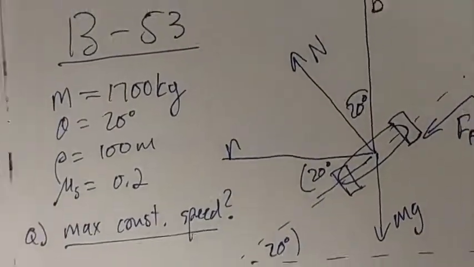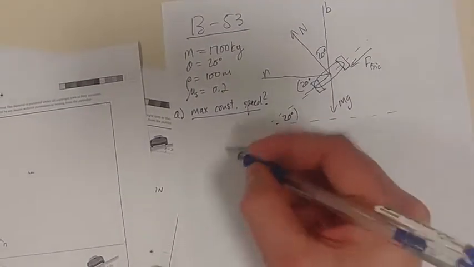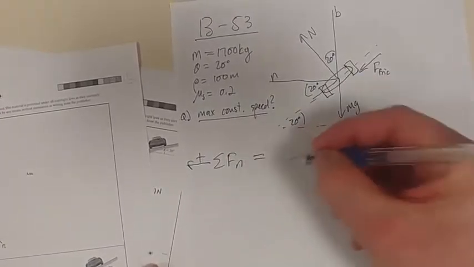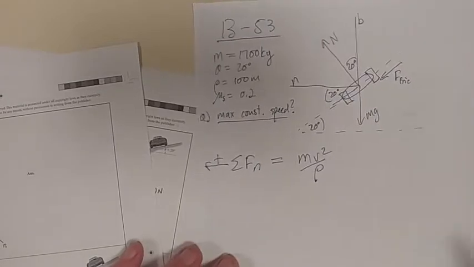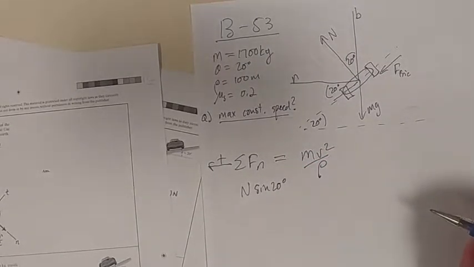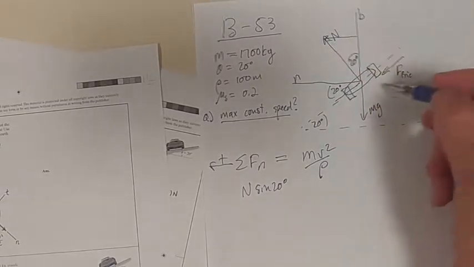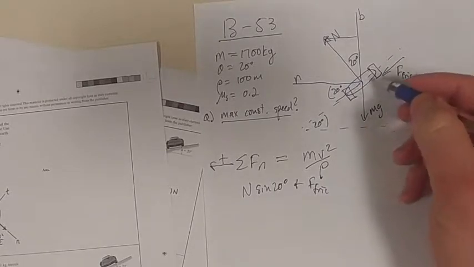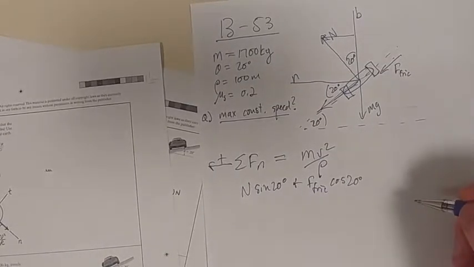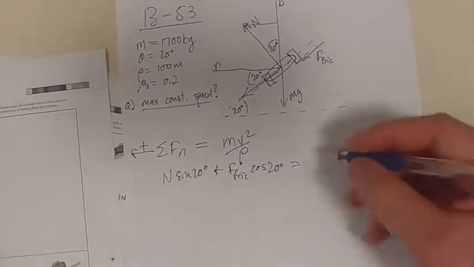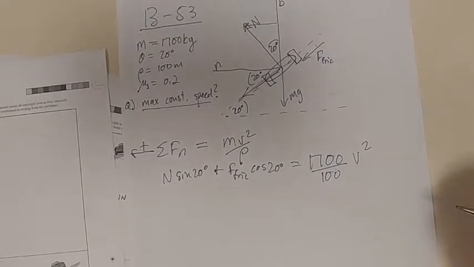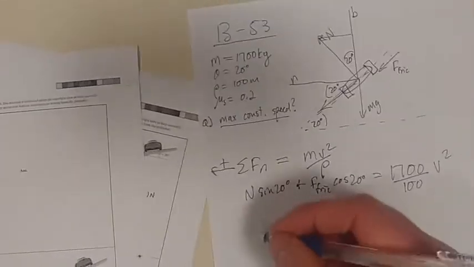So let me just zoom out a bit quickly. All right, so we've got the sum of the forces in the normal direction that are positive is equal to m v squared over rho. What are the forces in the normal direction? We're going to have N sine 20, that component there, plus F friction cos 20, if I'm not mistaken. It looks like those are the only two. And that's equal to m over rho, which is 100, times v squared. So there we have that equation.